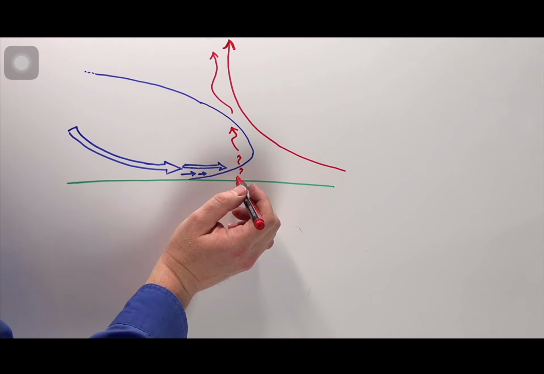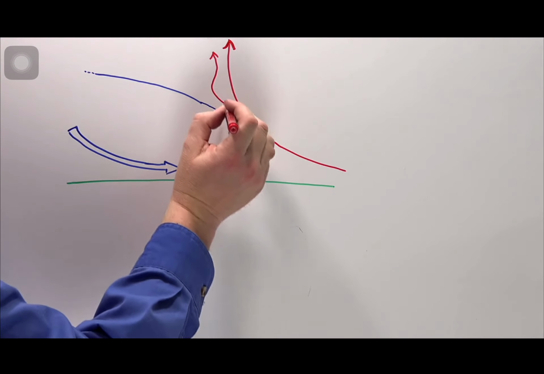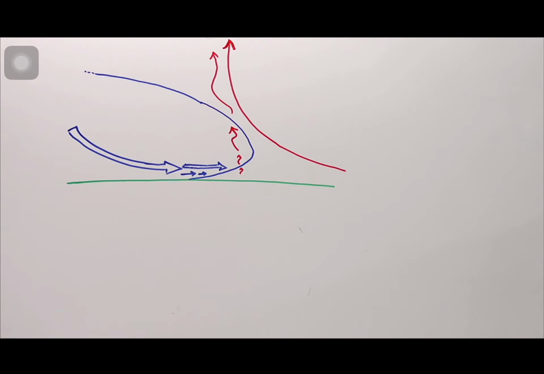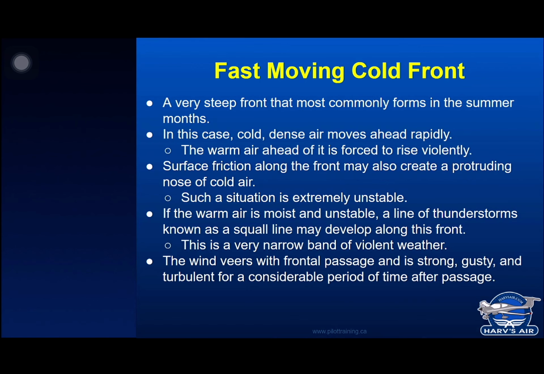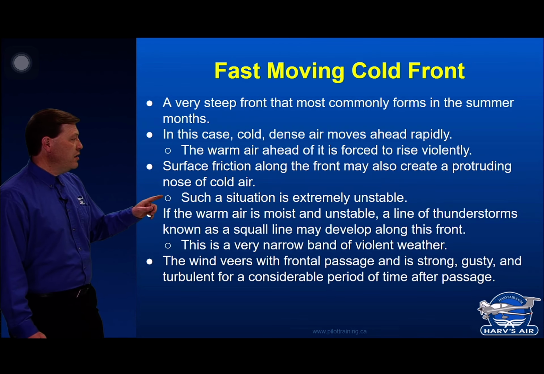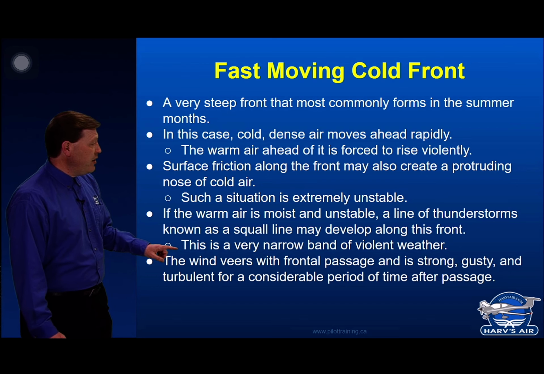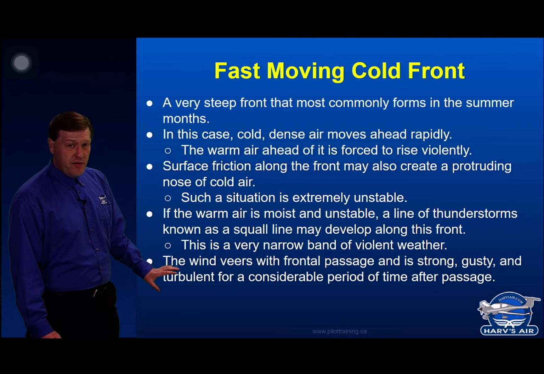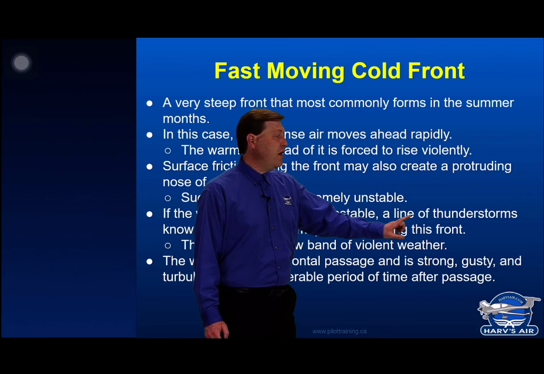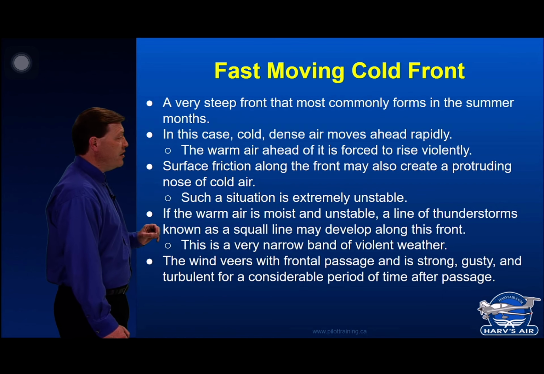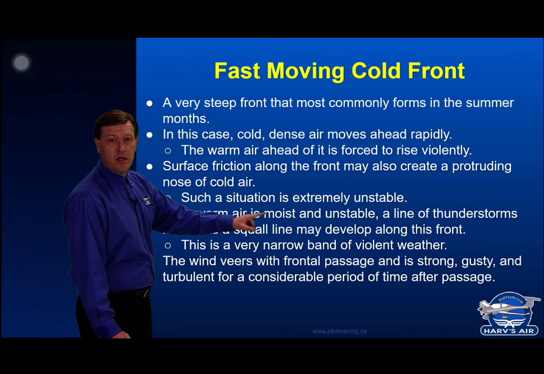Cold air over top of warm air, and then over here as that air comes through, suddenly it's got a kick from all that warm air, also pushing it aloft from frontal lift. So fast-moving cold fronts can really get things going in terms of summertime thunderstorms. Extremely unstable, very narrow band of violent weather. The wind is going to veer. It's going to be very, very gusty. And I can pretty well guarantee you that if it's summertime, you're going to get a long line of thunderstorms, known as a squall line.